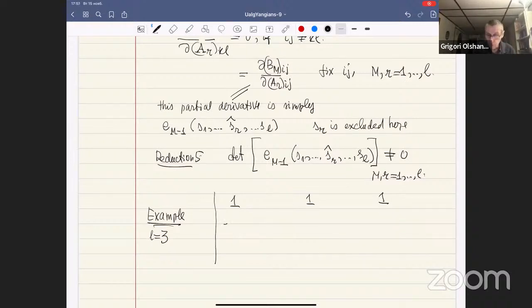Here we have to exclude the first variable, so we get this, and likewise we have this, and finally we have the elementary symmetric polynomial of degree 2, the same variables, but multiplied. And this is easily computed. This is the Vandermonde.